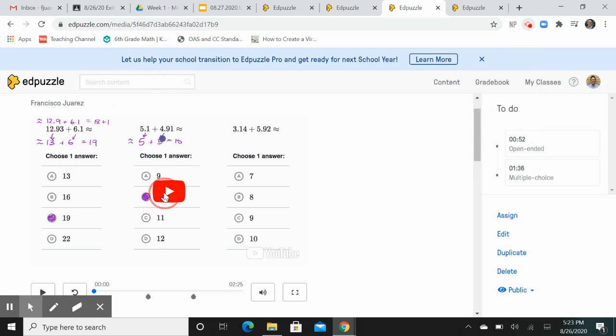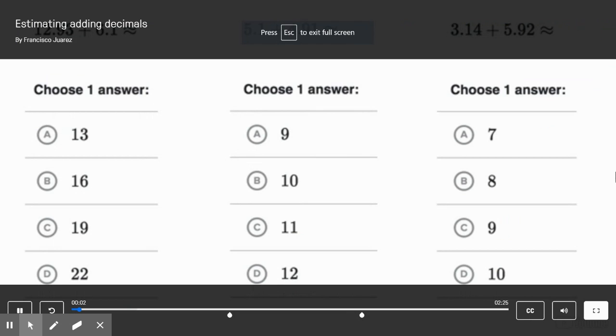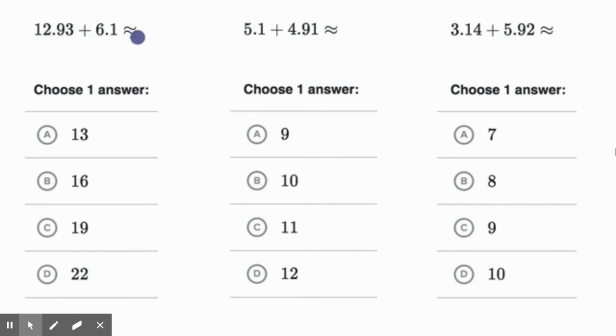All right, so here's our next video. What we're going to do in this video is get some practice estimating adding decimals. So here it says 12.93 plus 6.1 is approximately equal to. This little squiggly equal sign means approximately equal to. So try to estimate this and pick the right choice. So pause the video and try to do that.